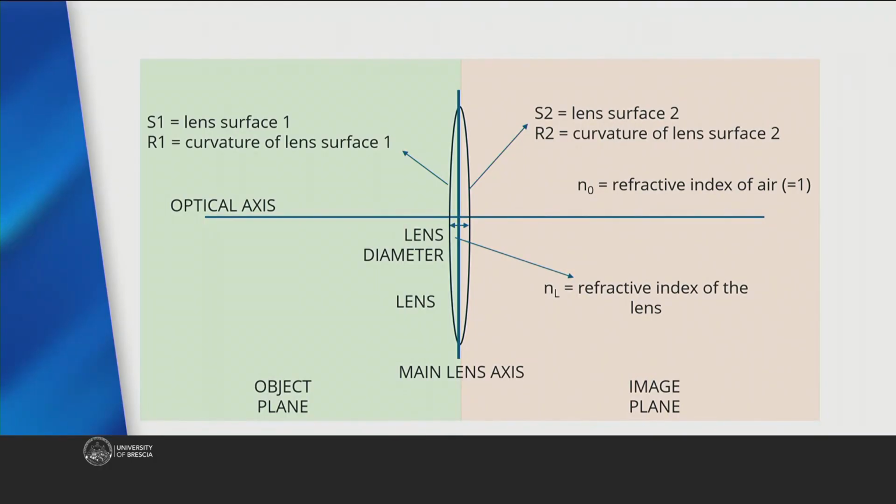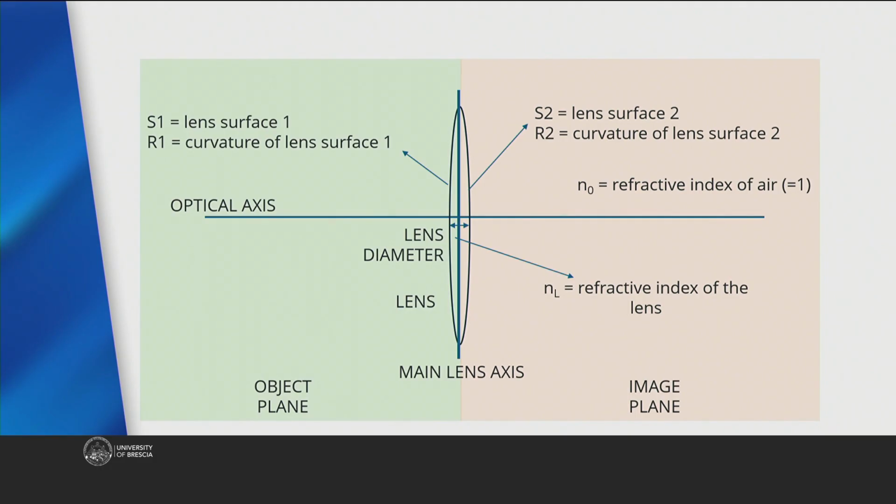At this point, let's pause with vision systems and understand how lenses work. We will do this by adopting some simplifications. To talk about lenses, we must first define some quantities. A lens is an object made of a certain material with a refractive index NL and a certain diameter.